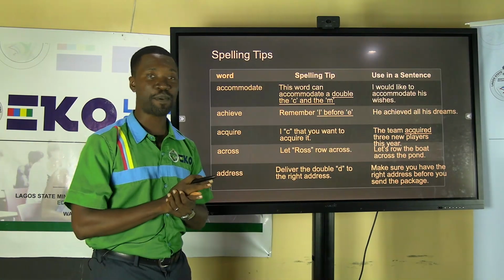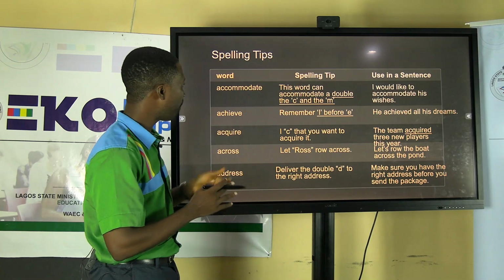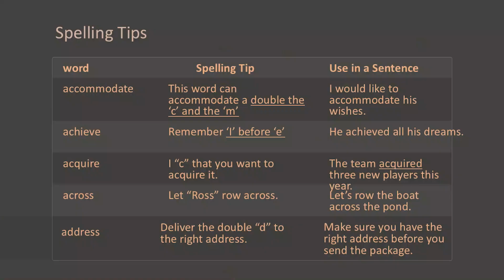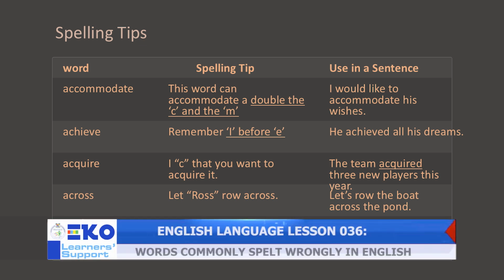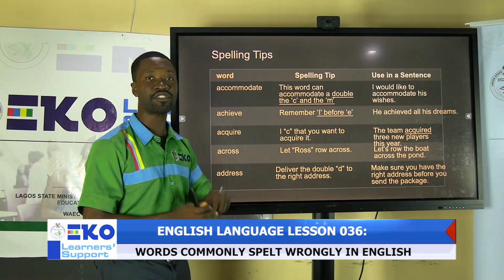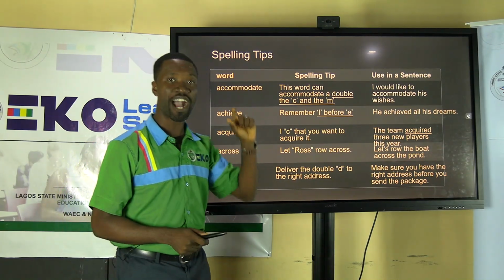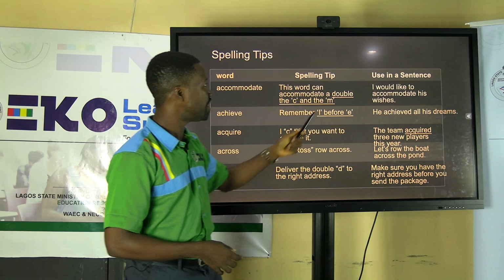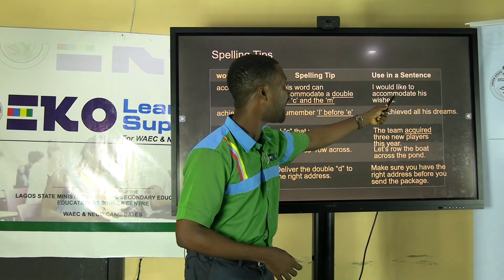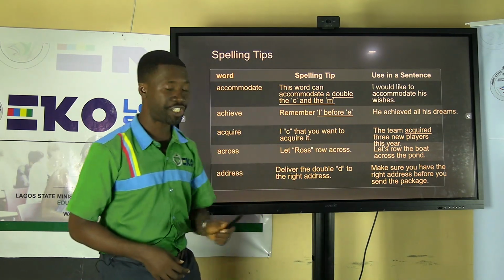Now, let's look at some spelling tips. For example, look at the word accommodate. Over the years, it has been discovered that students spell this word wrongly by omitting either a C or an M. This word accommodate has a double C and a double M, meaning you have two C's and two M's when spelling accommodate, accommodation. For example, using it in a sentence, I would like to accommodate his wishes.